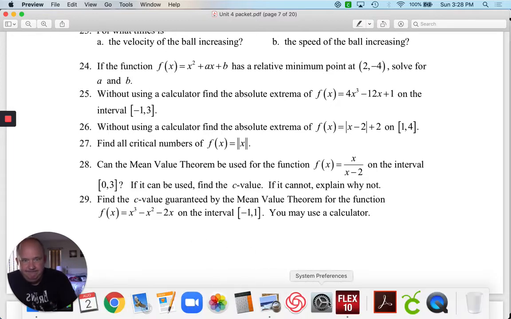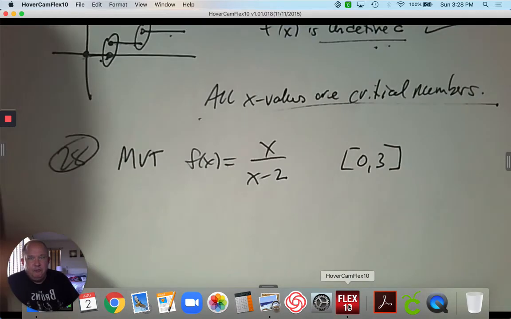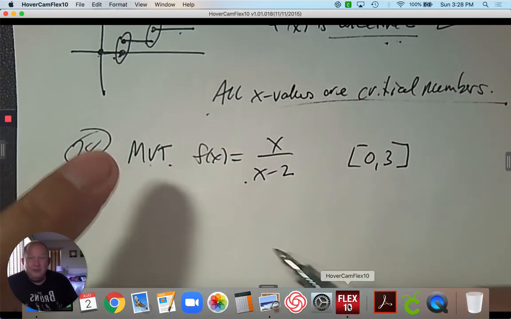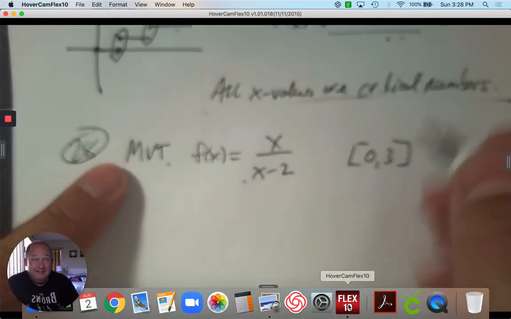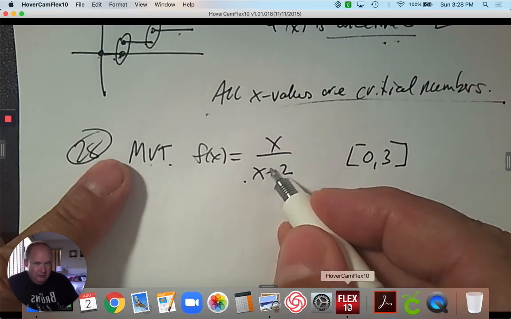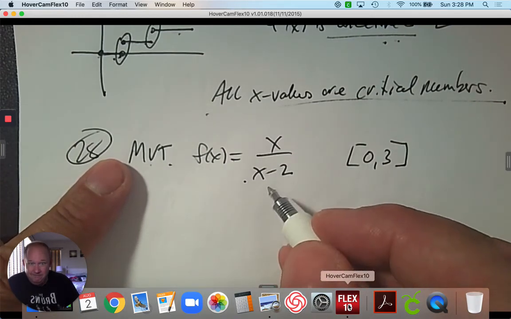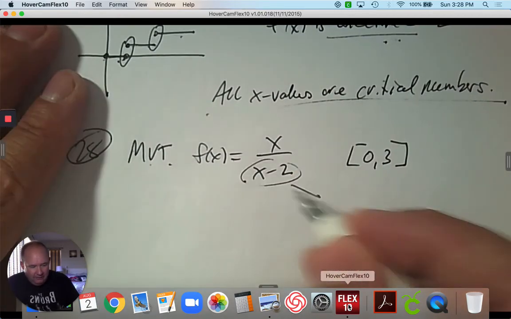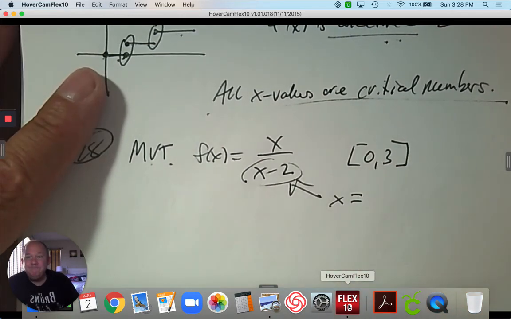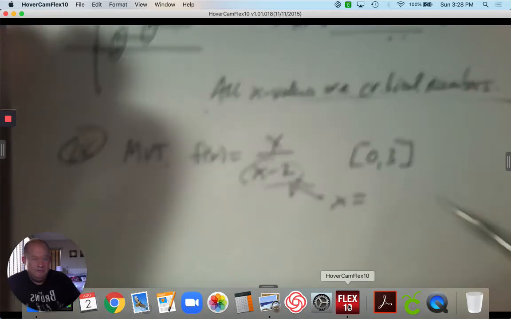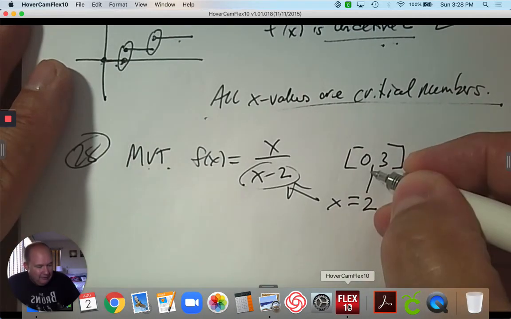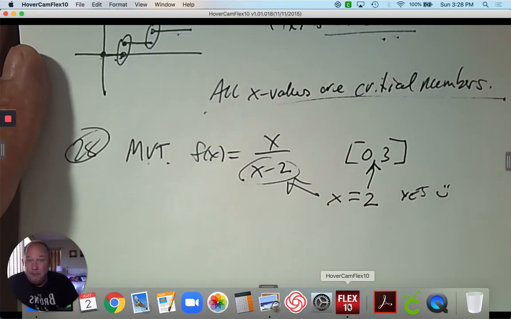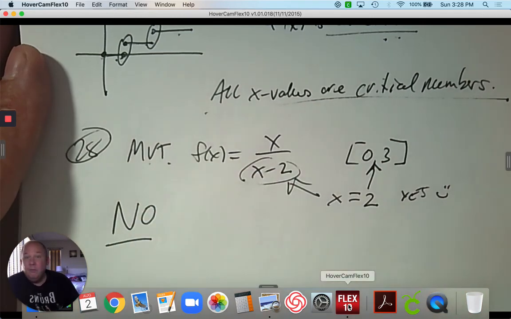So let's look at it. So, can the mean value theorem be used for this? Now, there are 2 conditions. The first condition is that it must be continuous. Is there any x value here where there's a discontinuity? Any x coordinate that produces something that's undefined? Yes, look at the denominator. So when x equals what number is it not continuous? That's right. Is that number in my interval? So, does the mean value theorem apply? Why does it not apply?